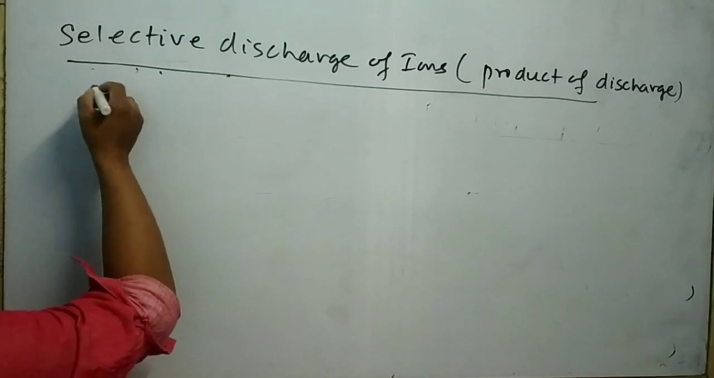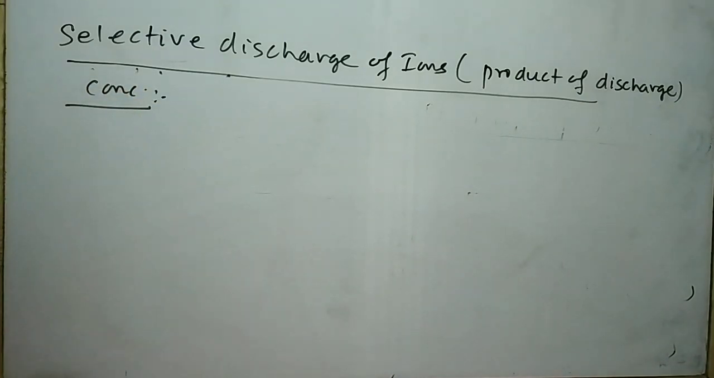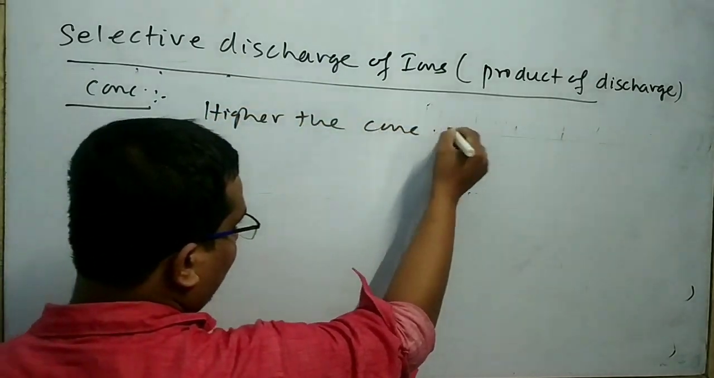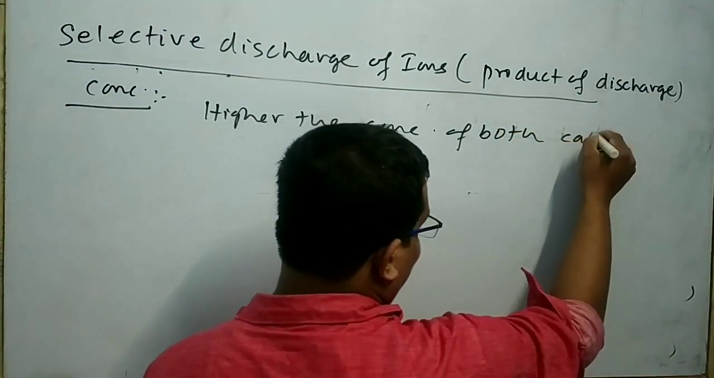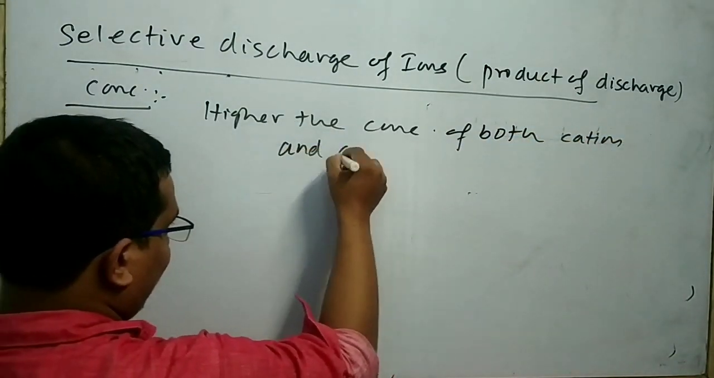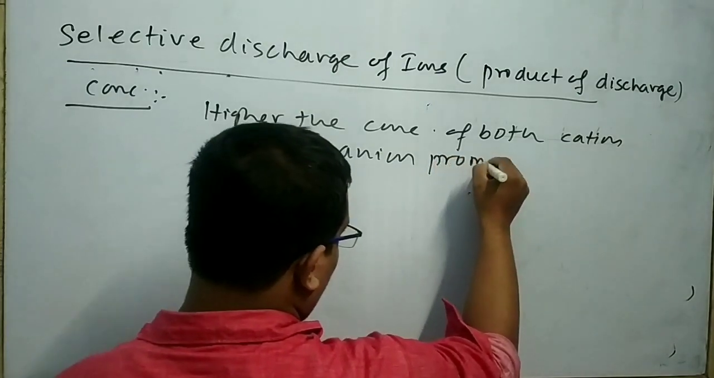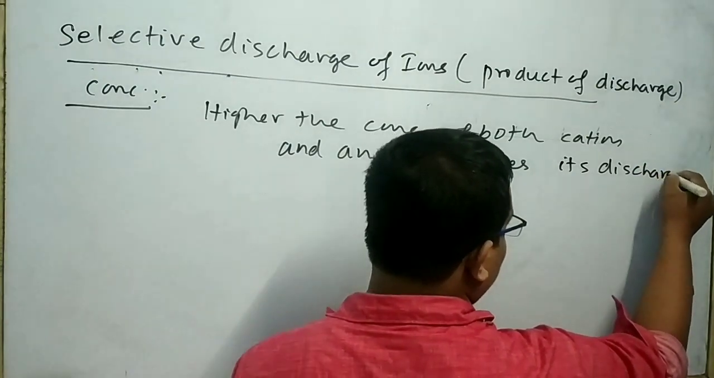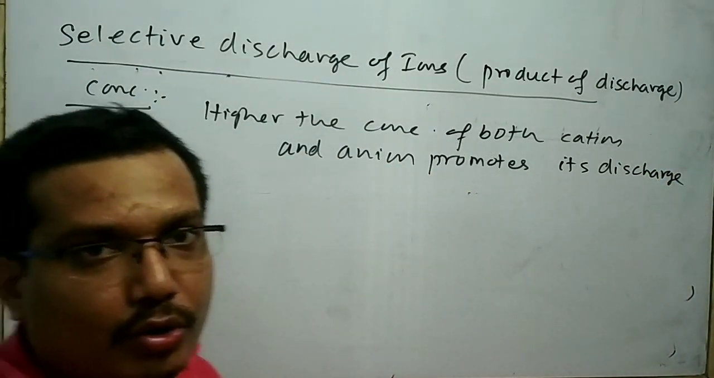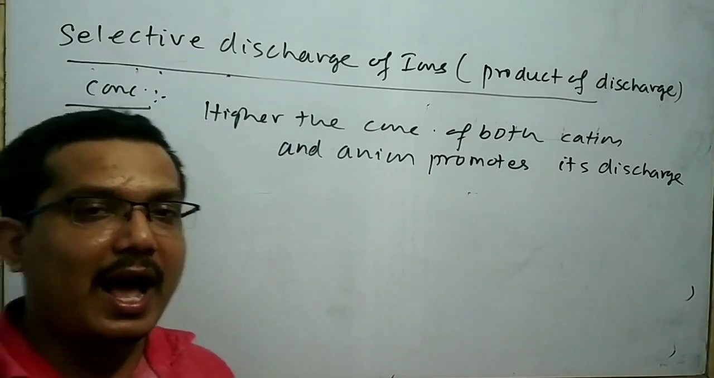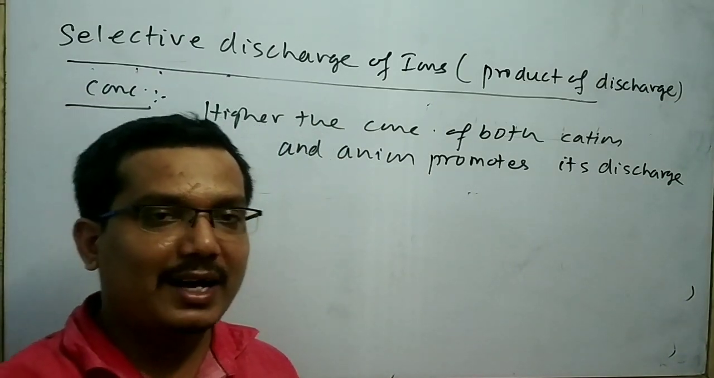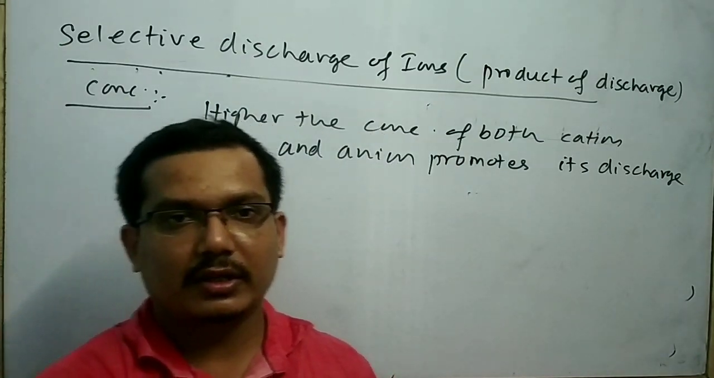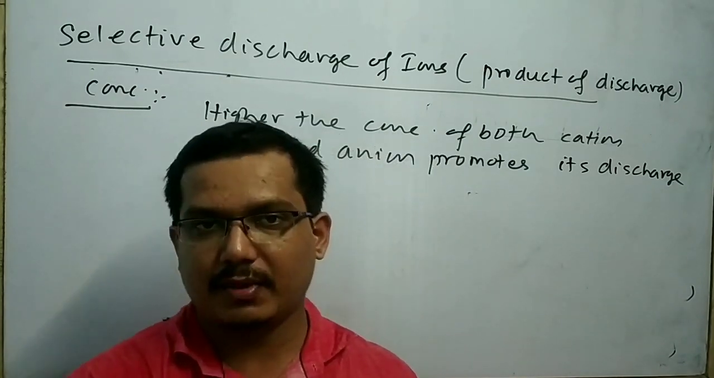Now I will explain the concentration. Higher concentration of both cation and anion promotes its discharge. That means among the 2 or more cations, the cation which has higher concentration discharges first. That means the anion or cation which has higher concentration, that cation or anion discharges first.